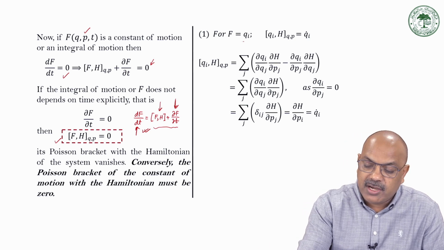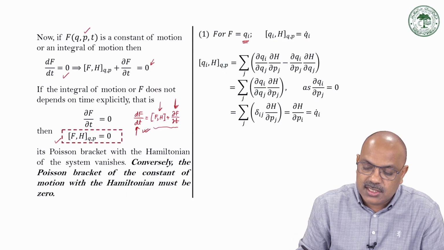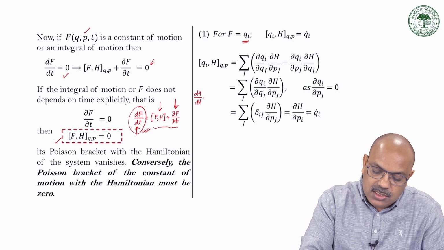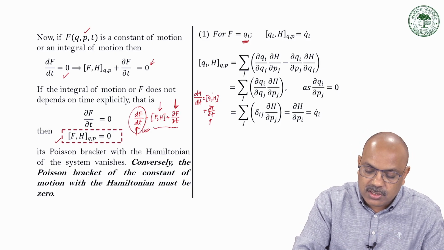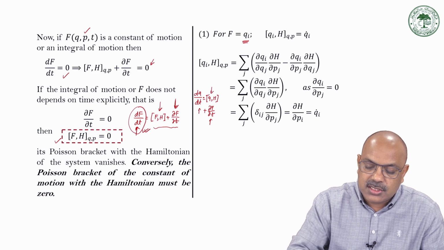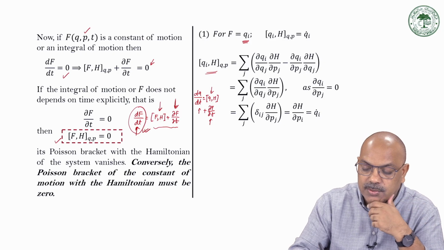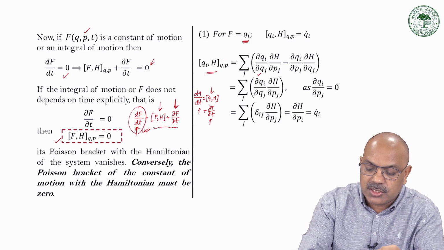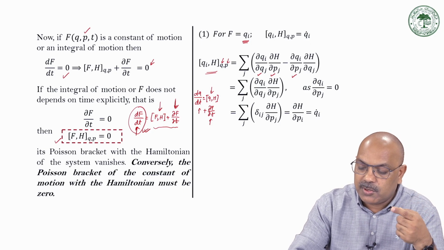So in place of f, if I use q_i, I have to write the equation of motion for this. dq_i/dt is going to be the Poisson bracket {q_i, H} plus ∂q_i/∂t. The partial time derivative is not there, so what I'm going to get is the Poisson bracket of this particular q with respect to H. Let's see what is going to be there: the partial derivative of q with respect to q and partial derivative of H with respect to p, minus the partial derivative of q with respect to p and the partial derivative of H with respect to q.